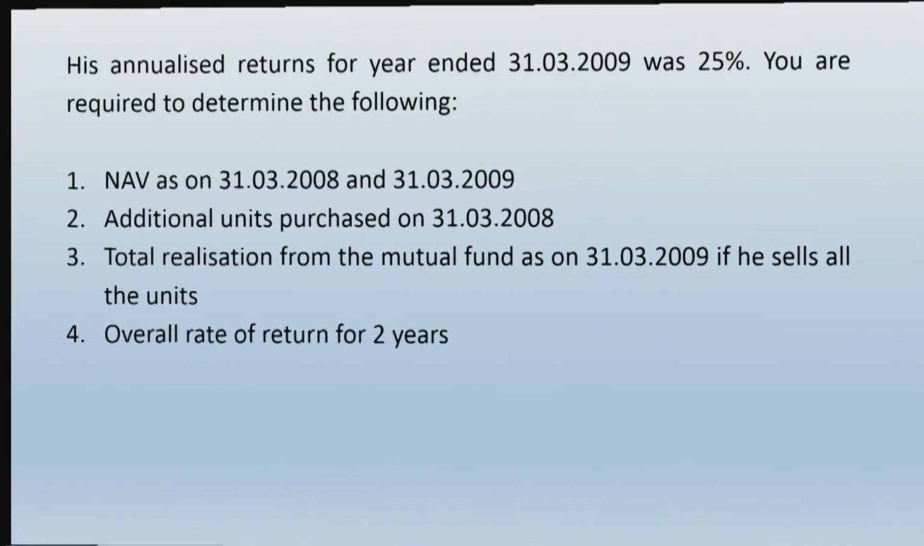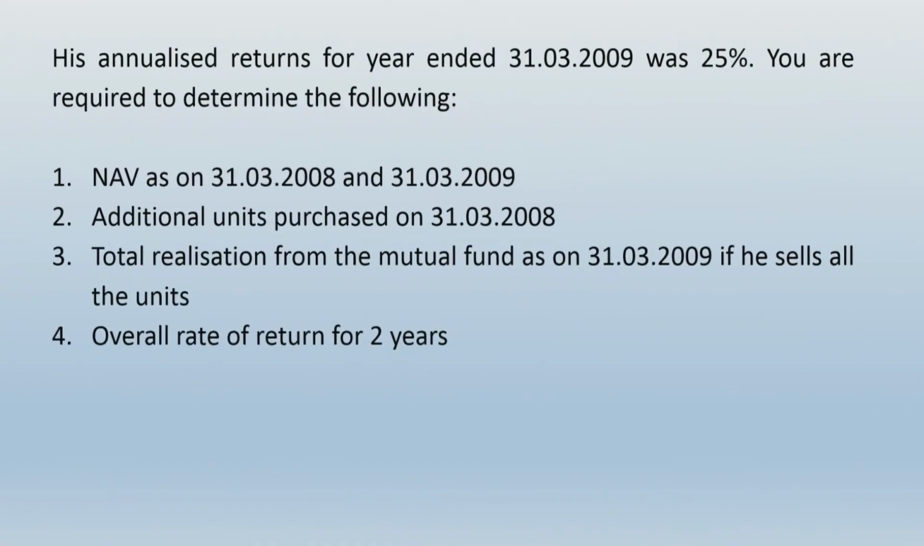Further, the question is informing you that his annualized return for the year ended 31/3/2009 was 25%. You are required to determine the following: NAV on 31/3/2008 and 31/3/2009, additional units purchased on 31/3/2008, total realization from mutual fund as on 31/3/2009 if he sells all the units, and overall rate of return for 2 years. So friends, the question has asked you many things. Let us solve one by one each of these.